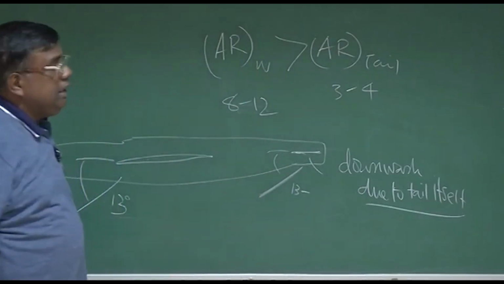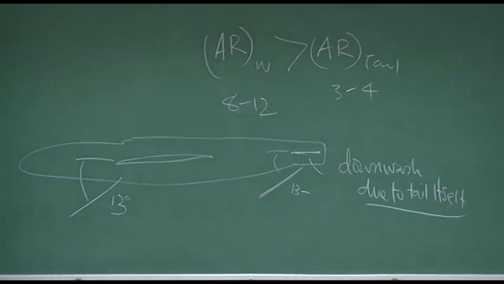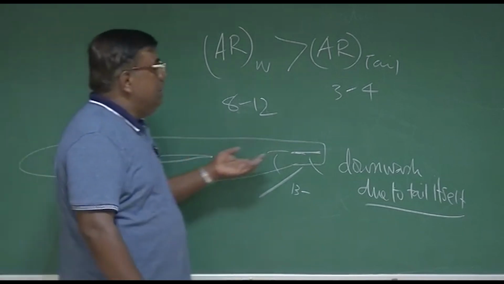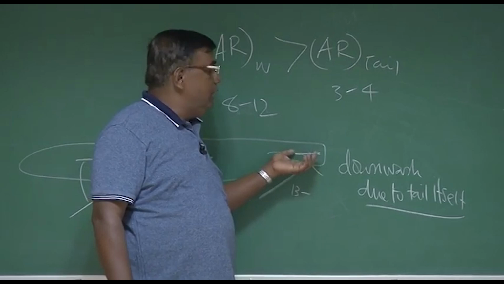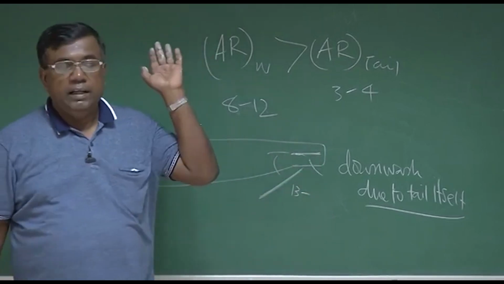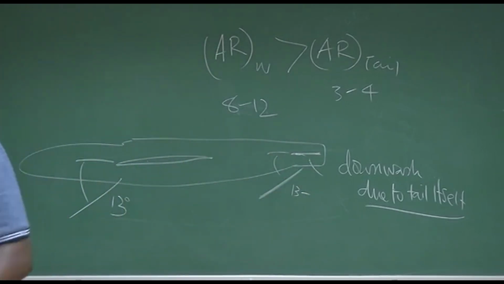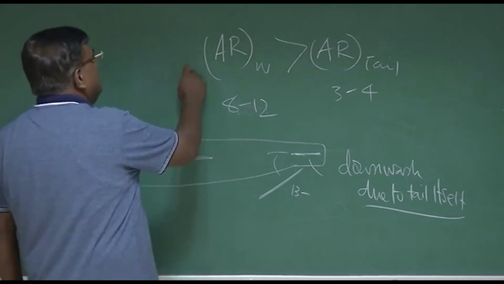So that is why we always keep the aspect ratio of the tail lesser than that of the wing, so that even if the wing stalls, my tail, which will not go into stall, will try to help me out by giving a moment, and I try to come down, and I'll be very happy coming out of stall. So this is also one of the observations you must have.